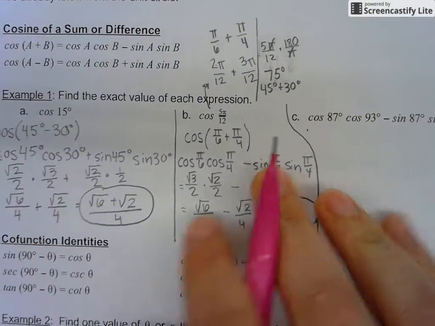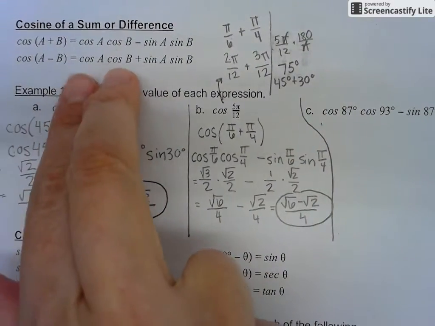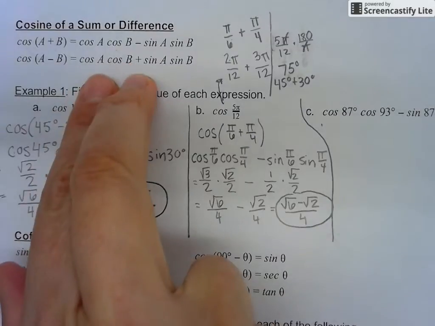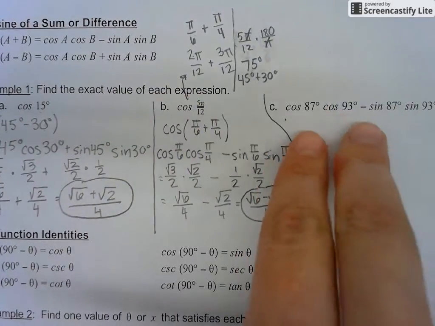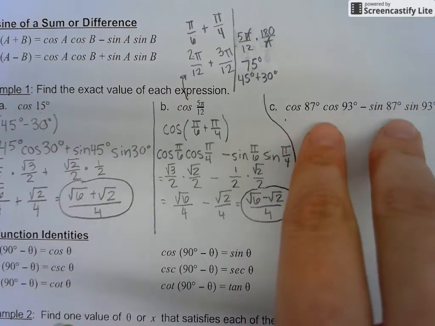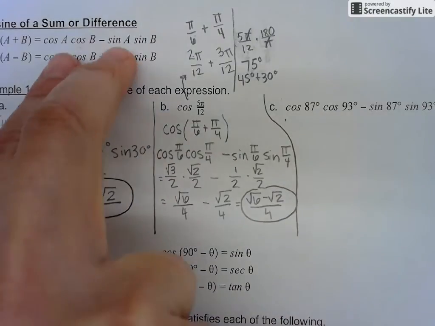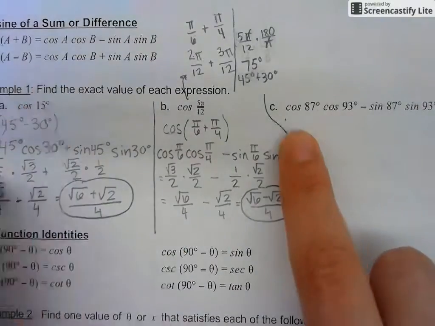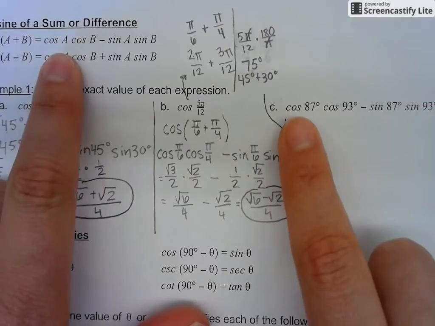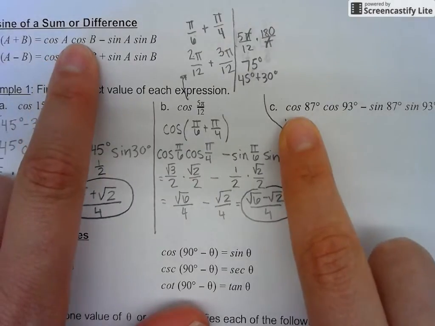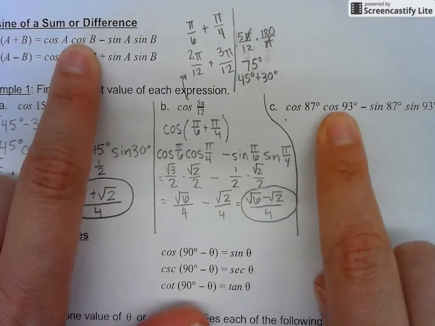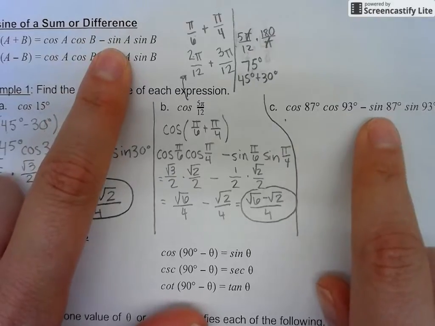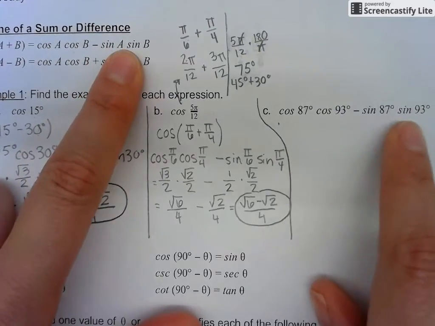Now, guys, this whole set of notes, or these examples, are based on these equations, and hopefully you can see the parallel between this form and that first form right there. So see how it goes. The cosine of A, we have the cosine of 87, times the cosine of B, cosine of 93, minus the sine of A, which is the sine of 87, times the sine of B.